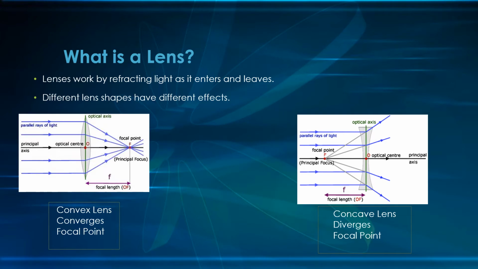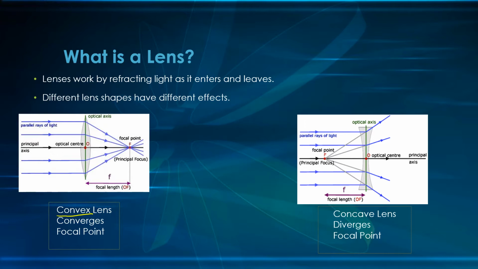Okay, let's begin by asking ourselves the question, what is a lens? Well, lenses are made of transparent material and they work by refracting light. This happens both when the light enters the lens and when it leaves. So we've got two types of lenses that we're going to look at today. First of all, we've got the convex lens or a converging lens. What this does is make light rays converge behind the lens.